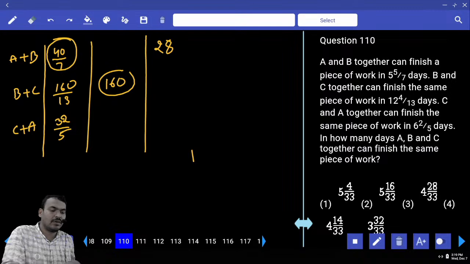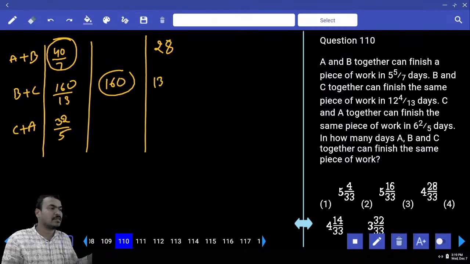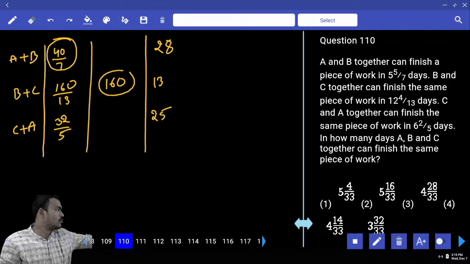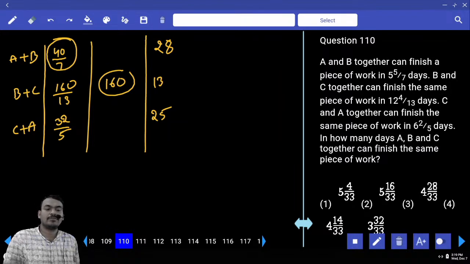Second one, what is the total work? 160. 160 by 160 by 13. We are getting 13 or not? 160 by 32 by 5. We are getting 25 or not? 32 how many times? 5 times. 5 denominator 5 becomes 5. What is the A and B together efficiency? 28. B and C together efficiency? 13. C and A together efficiency? 25.